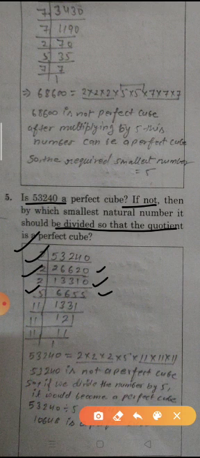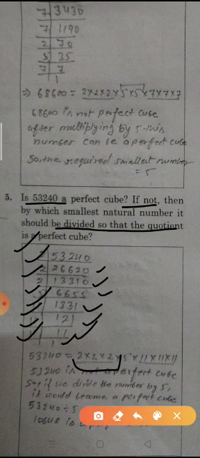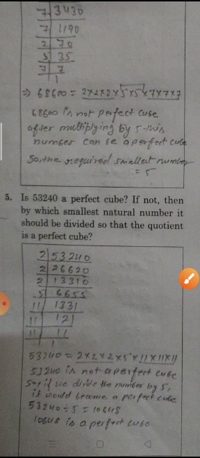by 2, 6,655; divide by 5, 1,331; divide by 11, 121; divide by 11, 11; divide by 11, 1. So now grouping three same numbers, 2s and 11s are in groups, but 5 is left. So this is not a perfect cube. We will divide by 5 to make it a perfect cube. After dividing we get 10,648, so it is the perfect cube of 22.